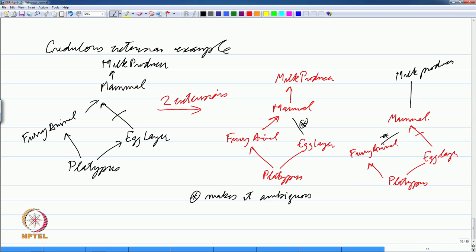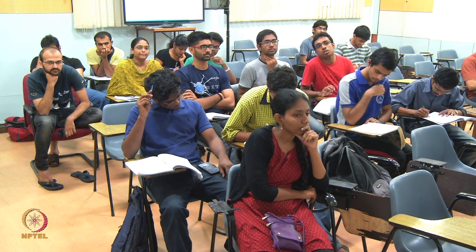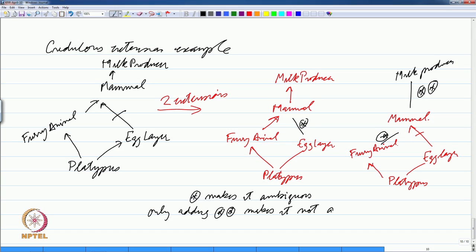Which is also the case for this. But if we add this edge only, so only adding this, what is the problem with that? That it is no longer A connected. Remember, I am saying that only adding this edge essentially. So, which means you do not add the starred edge, only the double starred edge.